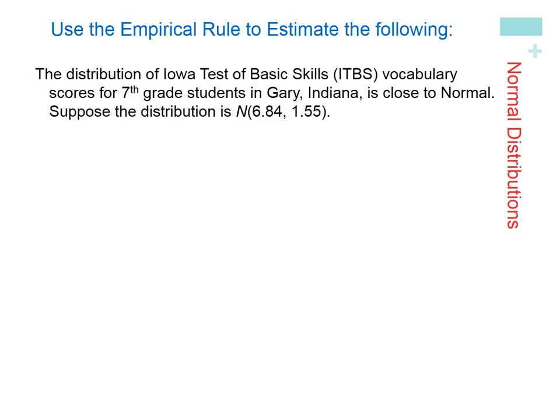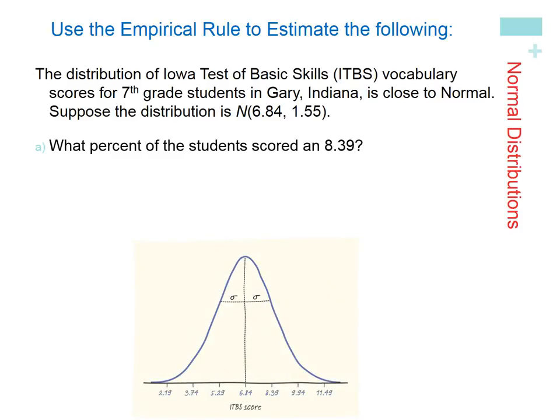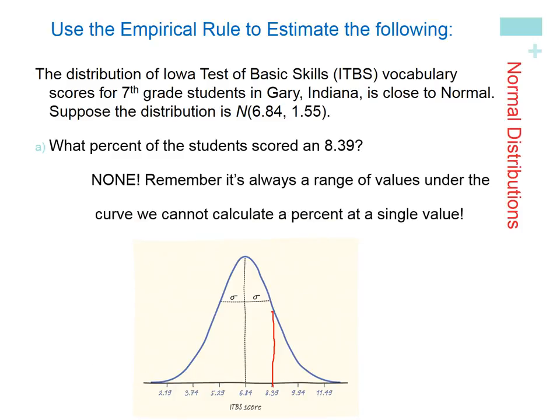All right, so once again, let's take a look at the Iowa test density curve. Remember our same previous examples, that it's normally distributed with a mean of 6.84 and a standard deviation of 1.55. So what percent of the students scored an 8.39? Think about that for a minute before you take a look at the answer. Let's see, where is that 8.39 located? Right there. How'd you do? You should have said none.